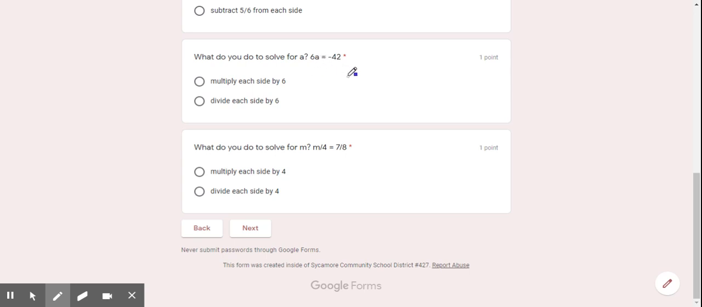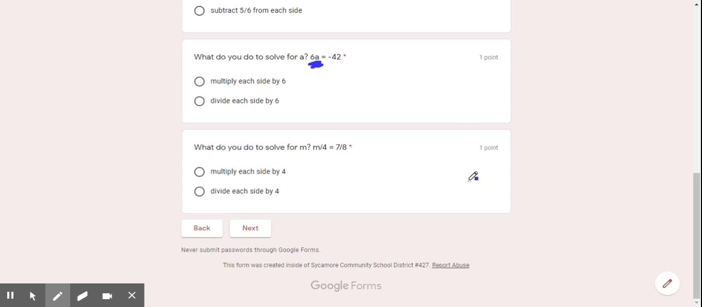Next one we got to do is what do you do to solve for a? Okay, so we have 6a equals negative 42. So what's happening between the 6 and the a? What operation is happening right there? And then how do we get it so that way that a is on by itself? Do we have to multiply 6 by both sides or divide each side by 6? Okay, think, how do you undo this?